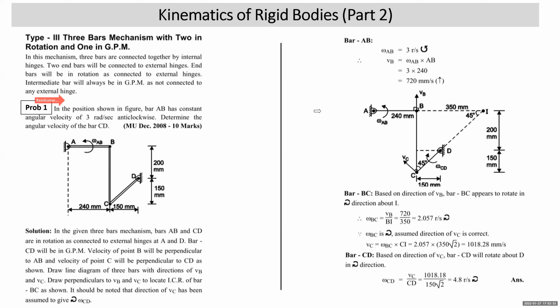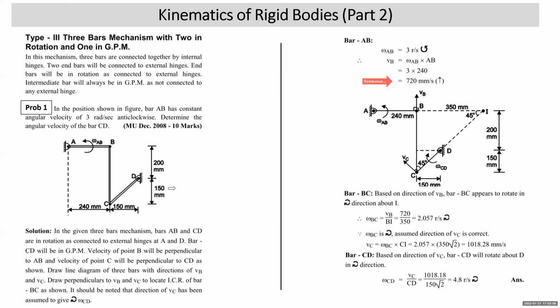Now come to the motion of the bars. You draw the line diagram showing three bars here, right? At B and C, you should put a dot to indicate that these are interlinked. Velocity of point B will be perpendicular to AB. Since omega AB is anticlockwise, velocity of point B will be vertically up, perpendicular to AB, but upward. Velocity VB will be omega AB into length AB. Omega AB is 3 and length AB is 240. So you get velocity of point B as 720 mm per second.